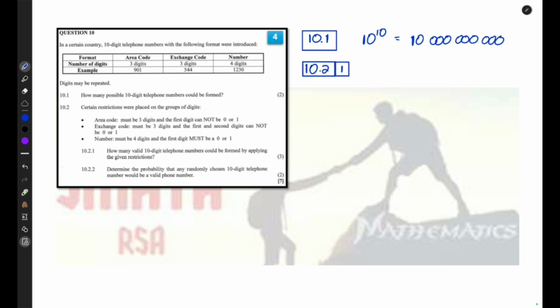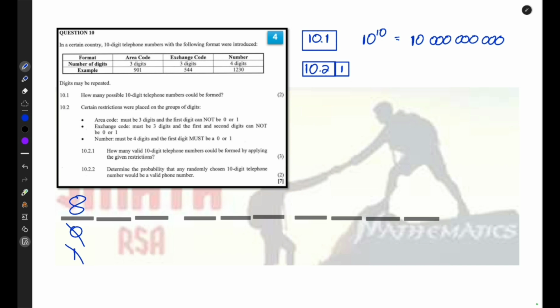Now they're starting with the restrictions. So certain restrictions were placed on the groups. The area code must contain 3 digits, and the first digit cannot be a 0 or a 1. So let's just draw that out to see how many options I have for each space. So now they're telling me the first digit cannot be a 0 or a 1. That gives me 8 different possibilities for the first spot. So that's going to be an 8 because it cannot be 0 and it cannot be 1. Now they're not telling me about the other 2, so I can say that's a 10 and that's a 10.